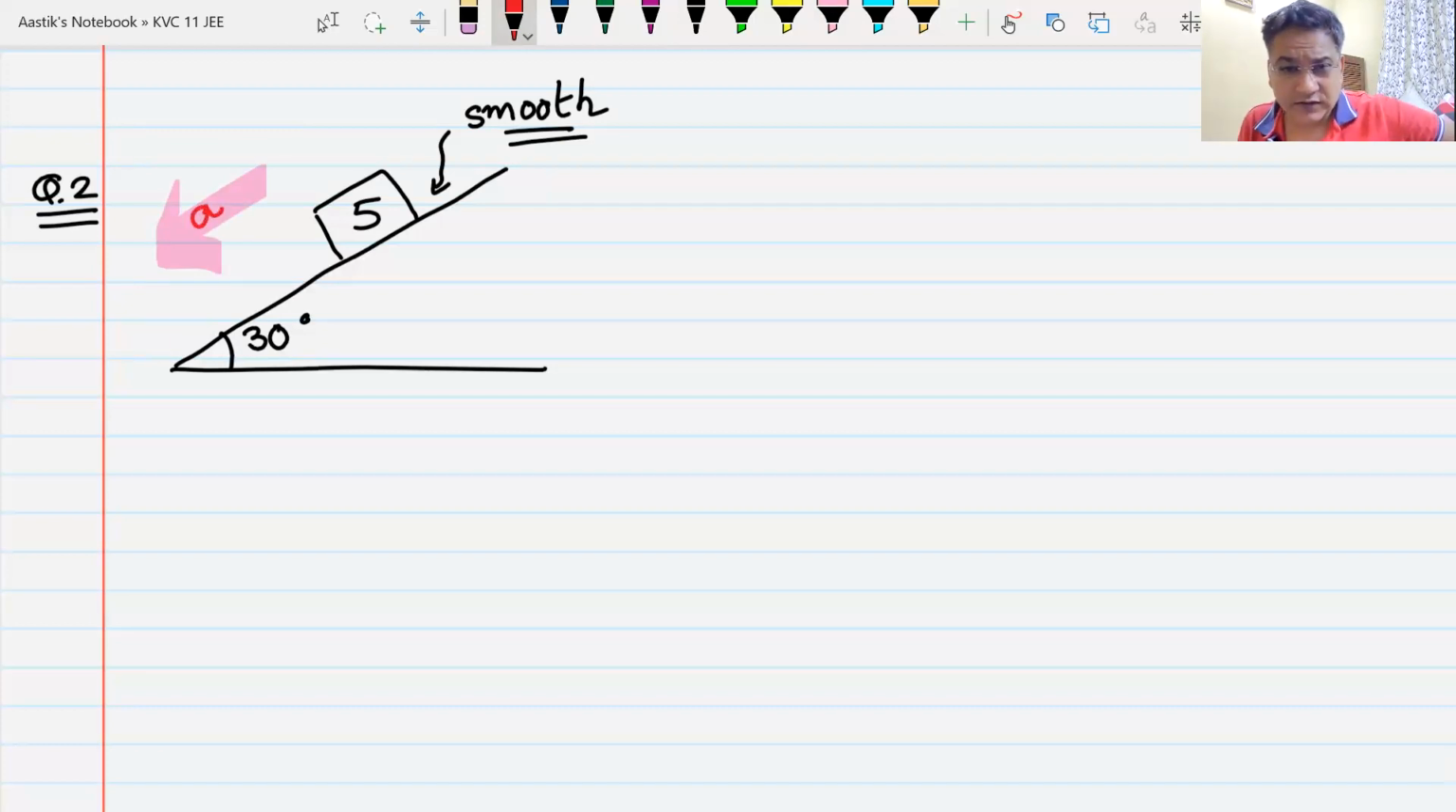Can you tell me what is the value of this A? What is the acceleration of this block which is kept on an inclined plane? The inclined plane is smooth, frictionless. Friction is going to come in the next chapter. You have 2 minutes to do this.